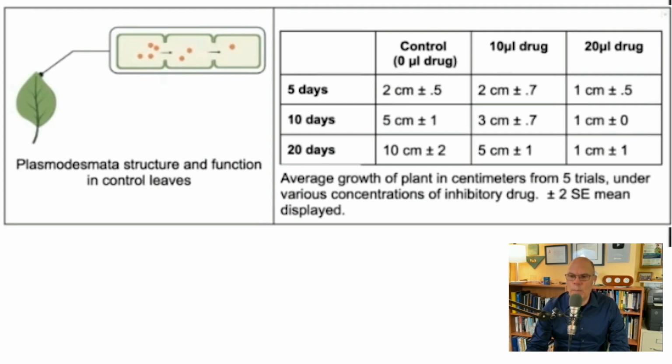That's after 5 days. After 10 days, the control had grown 5 centimeters, the 10 microliter group 3, and the 20 microliter group 1. At 20 days, the control had grown 10, the 10 microliter group had grown 5 centimeters, and the 20 microliter group had grown just 1 centimeter.